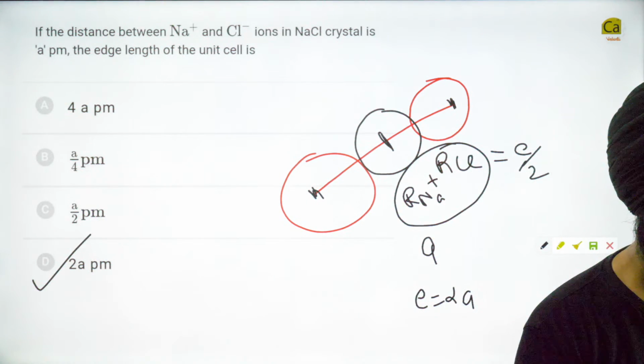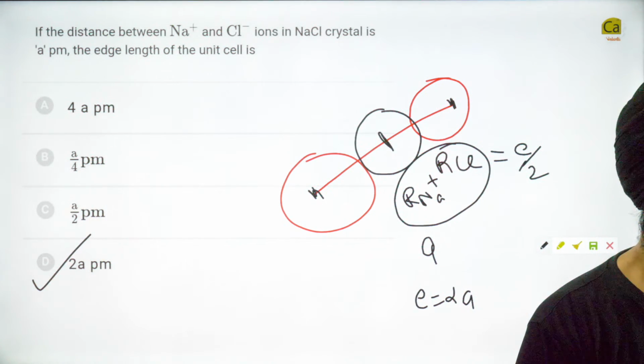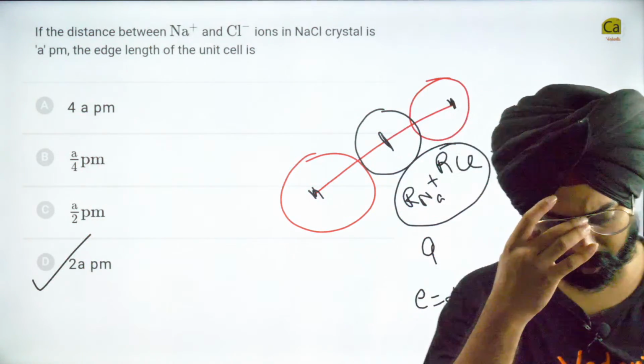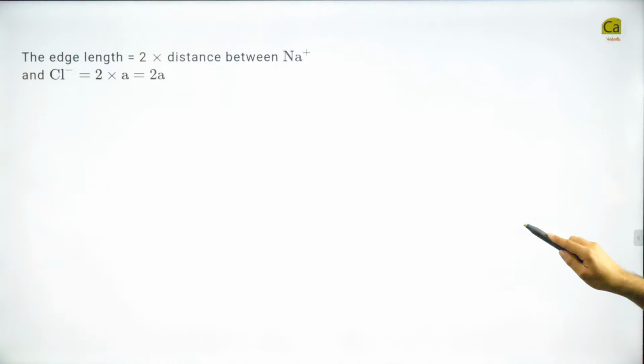If you remember the structure of NaCl, the Na6Cl6, Na4Cl4 structure, it's a very simple question. Nothing complicated about it anymore. Let's do the next question now.